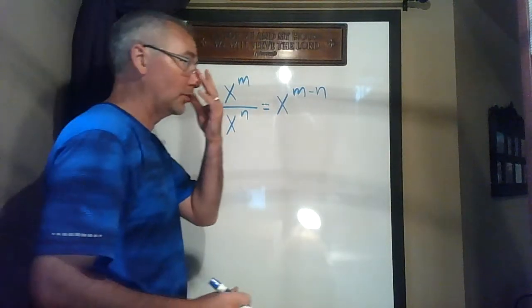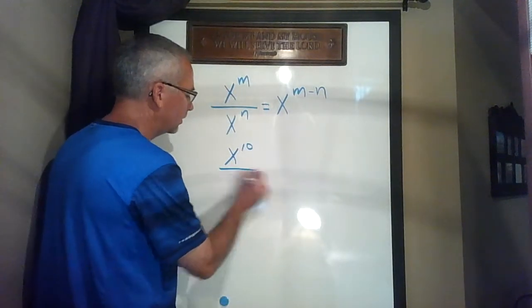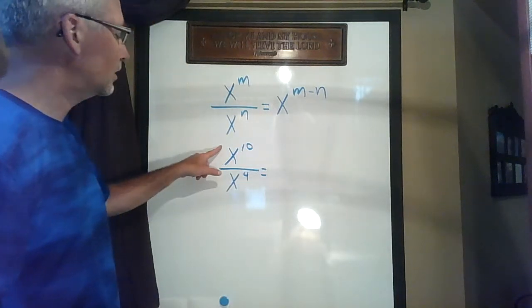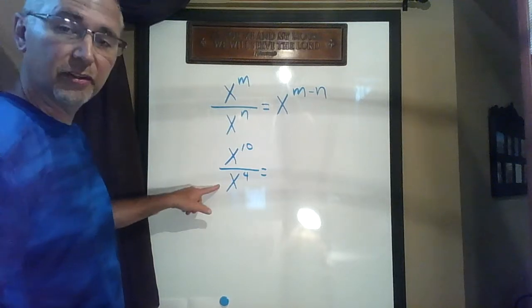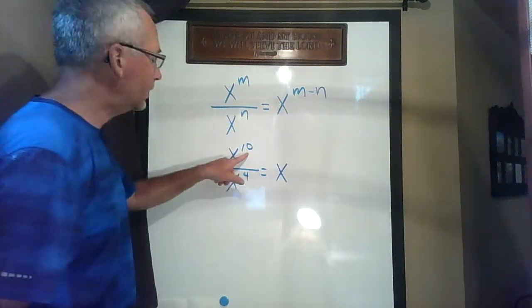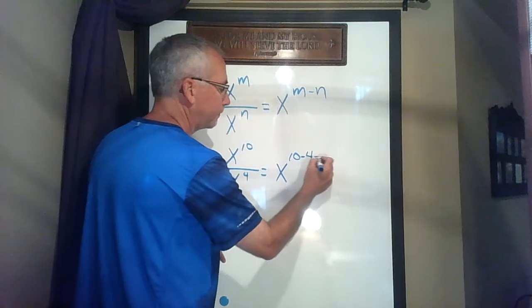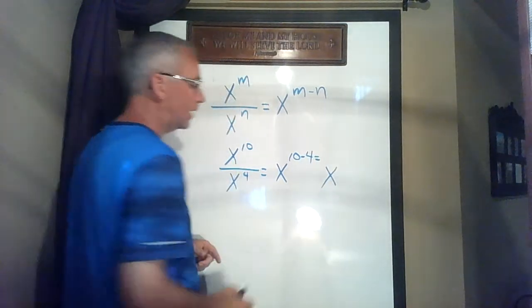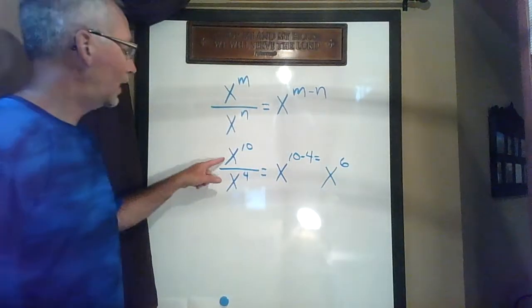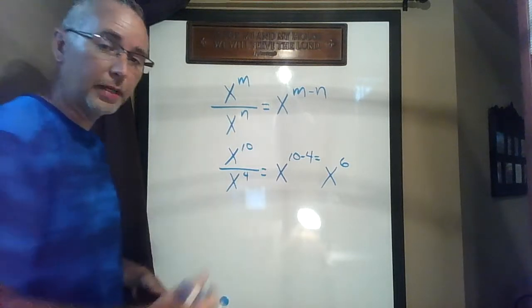Now, let's see that with some numbers on it and see if that helps us a little bit. What if I had something like x to the 10th over x to the 4th? Are my bases the same? Yeah, they are. So we can use that base. And then this just becomes my top number minus my bottom number. Or, simplified, what is 10 minus 4? It is 6. So x to the 10th over x to the 4th is the same as x to the 6th. Let's explain why that works.